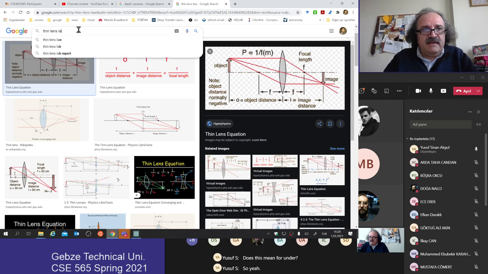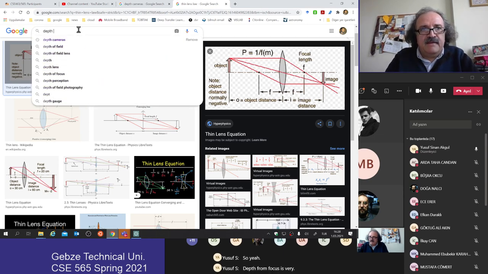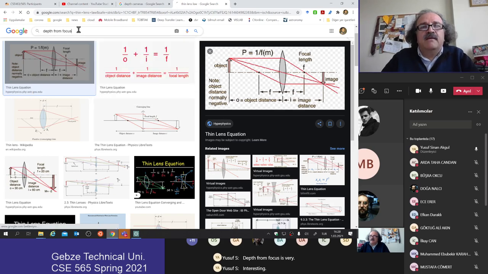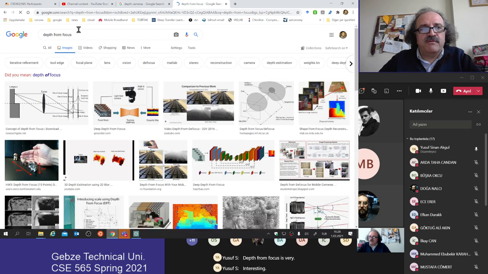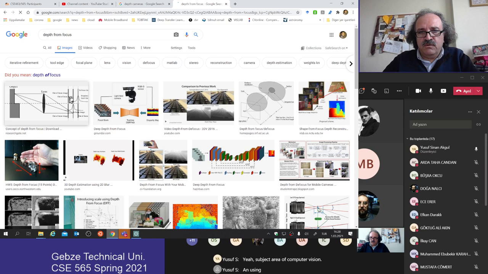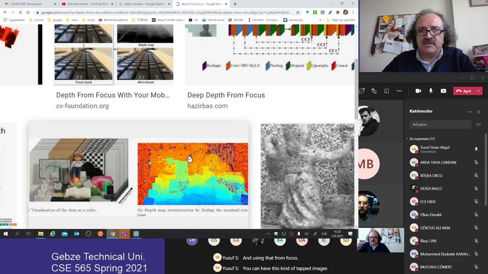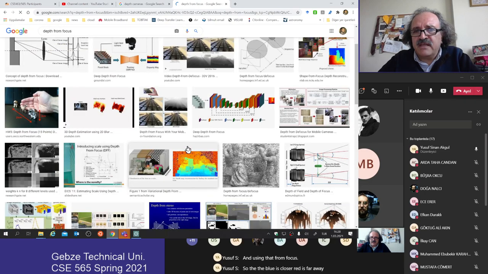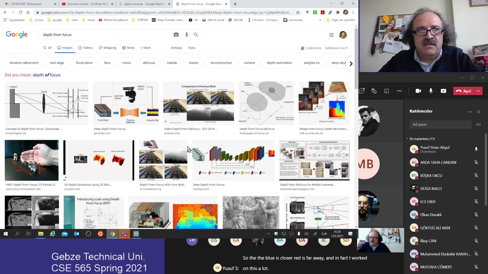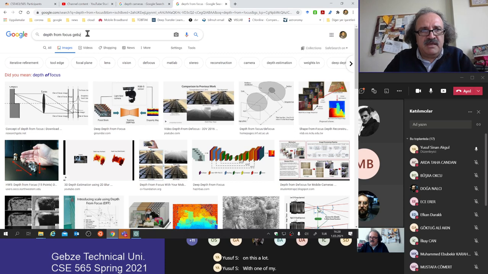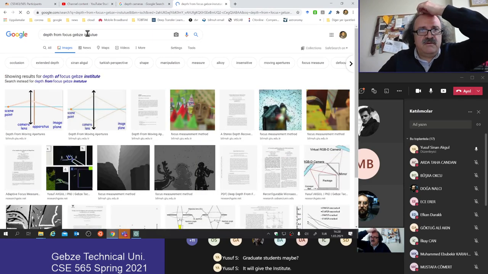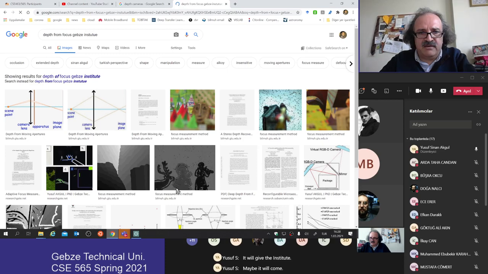Depth from focus is a very interesting subject area of computer vision, and using depth from focus you can have these kinds of depth images. So the blue is closer, red is far away. And in fact, I worked on this a lot with one of my graduate students, maybe give the institute. Maybe it will come when I do this. Yeah, these are our images. Yeah.